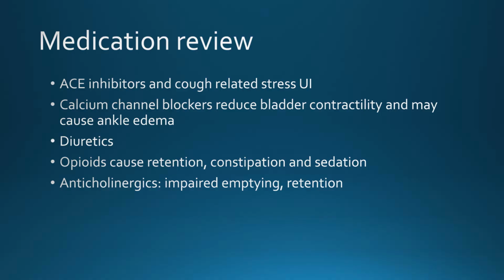It's important to look at medications. You want to look at the ACE inhibitors. 10% of them can cause a cough. If they cough all the time and lose urine, that may be the ACE inhibitor, and you should switch to an ARB. Calcium channel blockers can be associated with not only reduced bladder contractility, but also the second generation, such as amlodipine, can cause ankle edema. Ankle edema is usually prevented by preceding medications for high blood pressure with either an ACE or an ARB inhibitors.